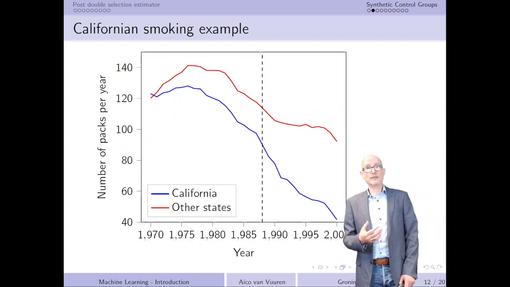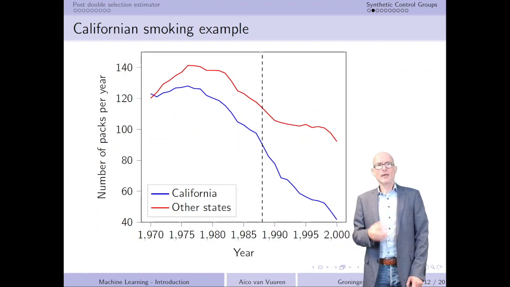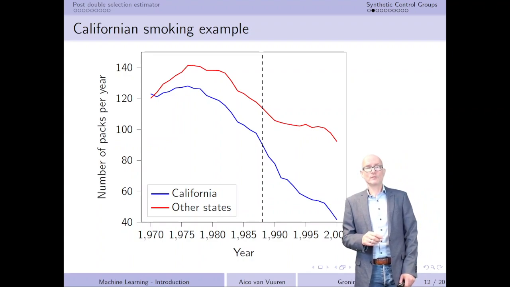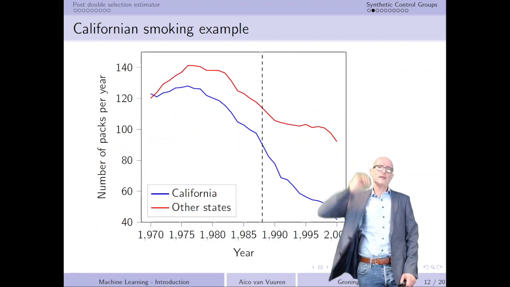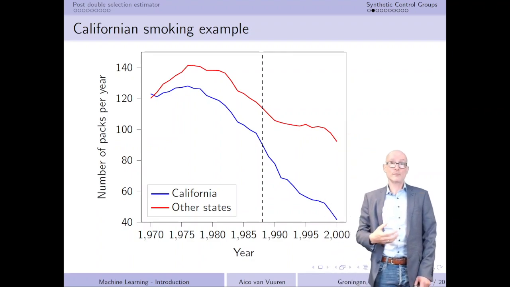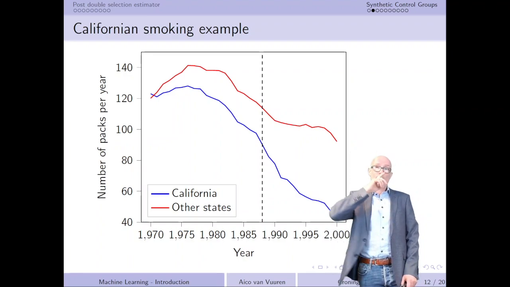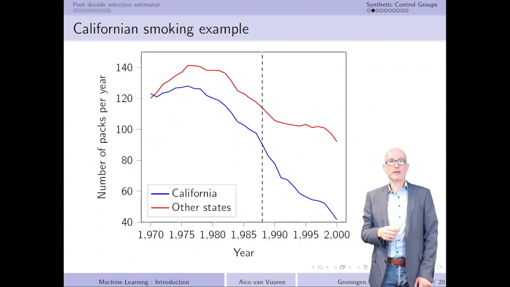But if you look at the red curve that we have over here, we see that in 1970 cigarette consumption in the other states was roughly the same as in California, but the increase in the 1970s was even sharper than in California, and it even increased to about 140 packages per year.